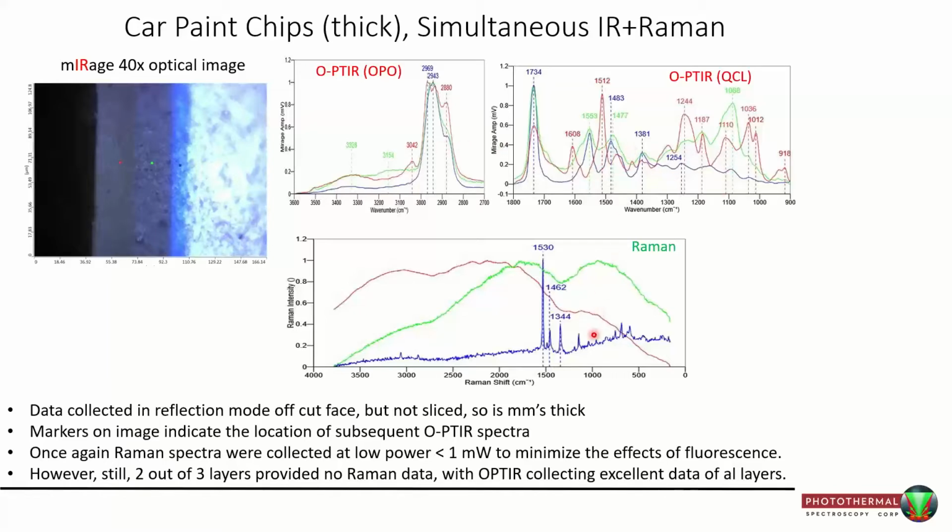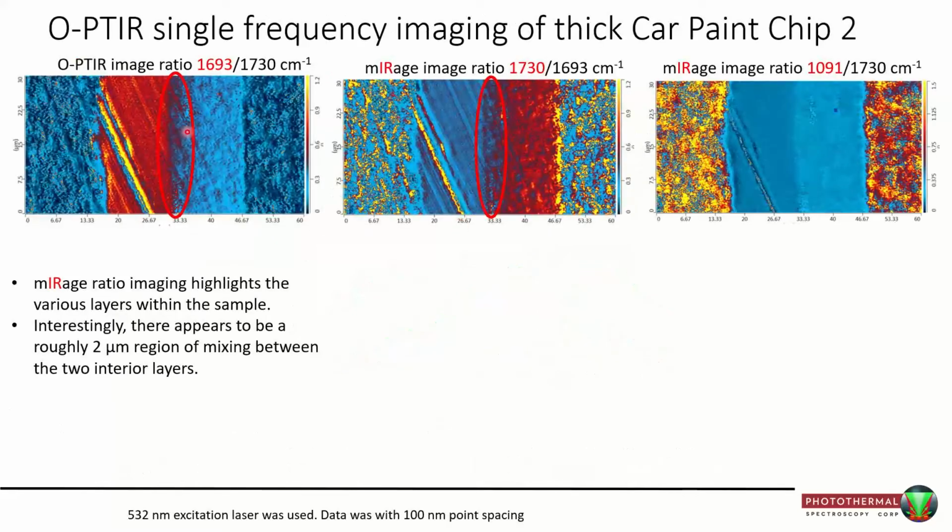At the same time, we collected Raman spectra as well, and you can see there's really only one interpretable or useful Raman spectrum there. The red and the green have been swamped by fluorescence. And of course, that hasn't happened on the O-PTIR channel. Right? So that's another example of how sometimes Raman just doesn't work because of fluorescence, O-PTIR suffers from zero fluorescence.